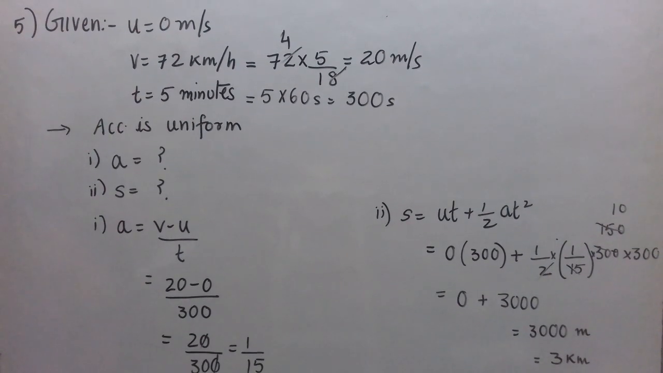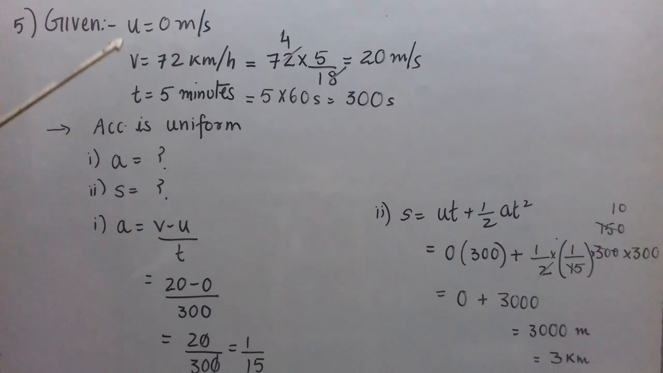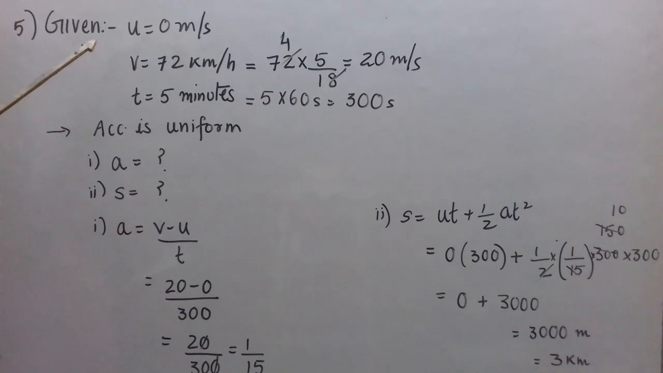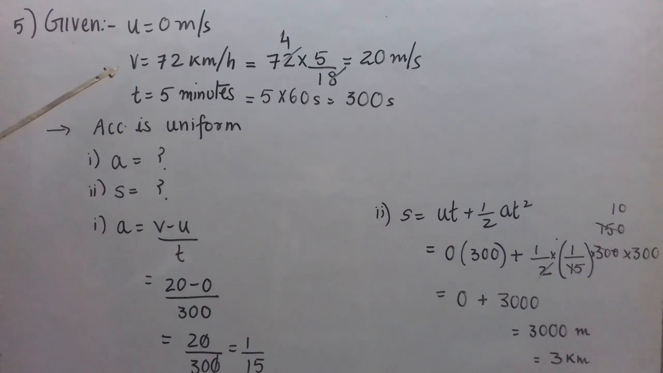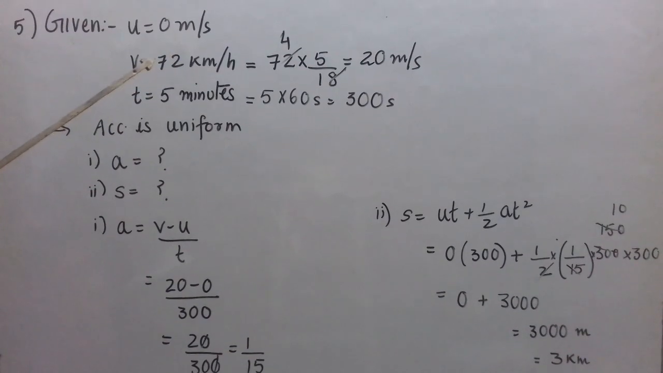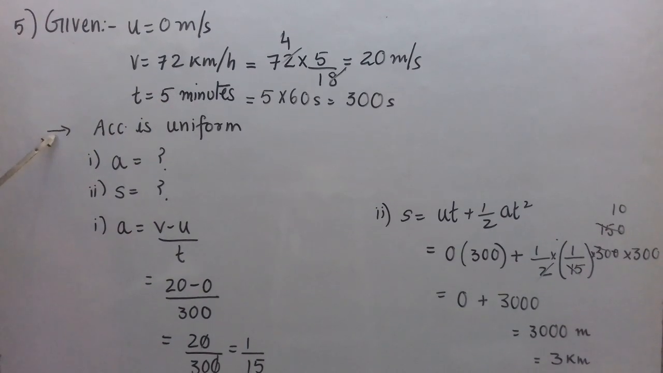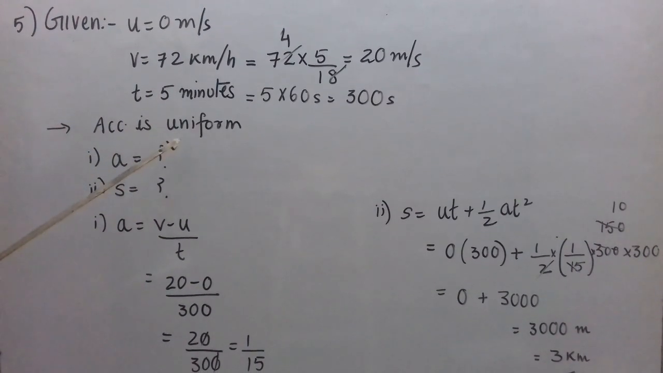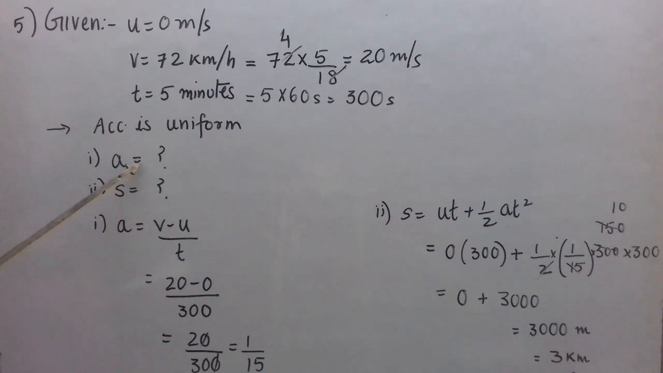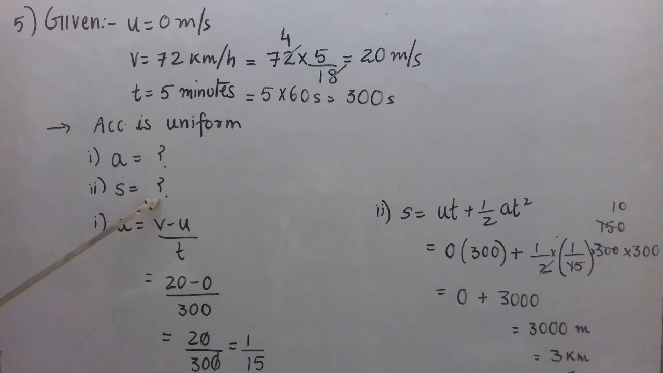A train starting from rest. So what is given? Starts from rest, so U is 0 meter per second. Attains a velocity of 72 km per hour, so final speed is 72 km per hour. In 5 minutes, time is 5 minutes. Assuming that the acceleration is uniform, so here it is mentioned that the acceleration is uniform. Find 1. acceleration A. Second, distance travelled by the train, that is S, we have to find out.